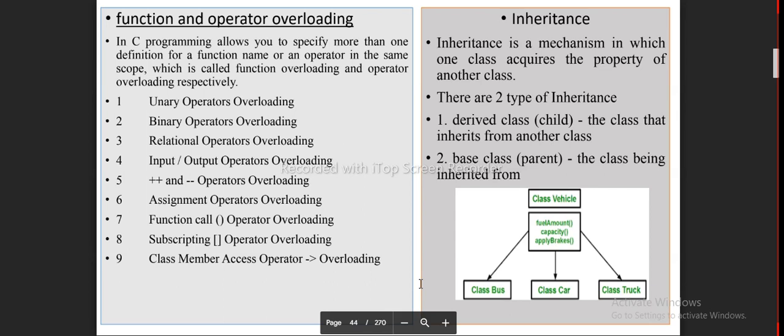Inheritance. Inheritance is a mechanism in which one class acquires the property of another class. There are two types of classes in inheritance. 1. Derived class, child: the class that inherits from another class. 2. Base class, parent: the class being inherited from.